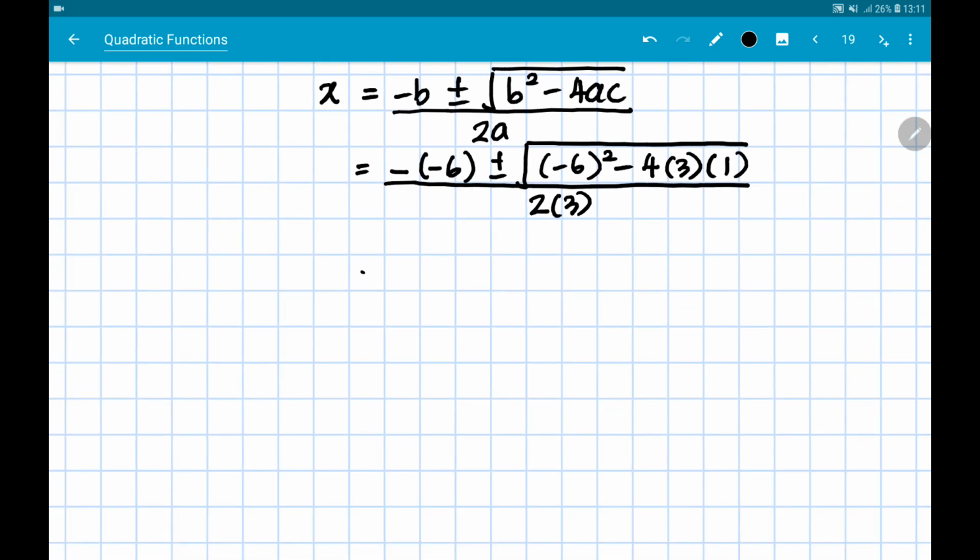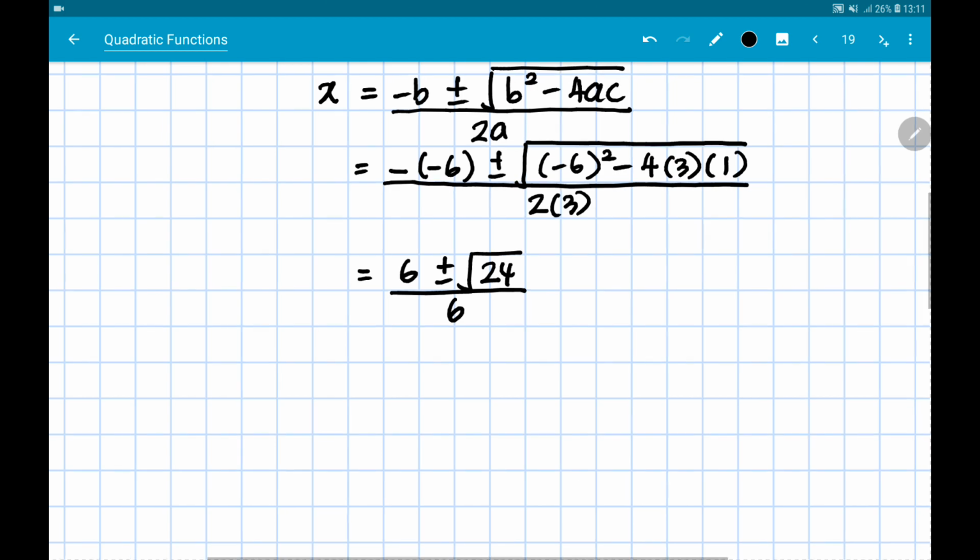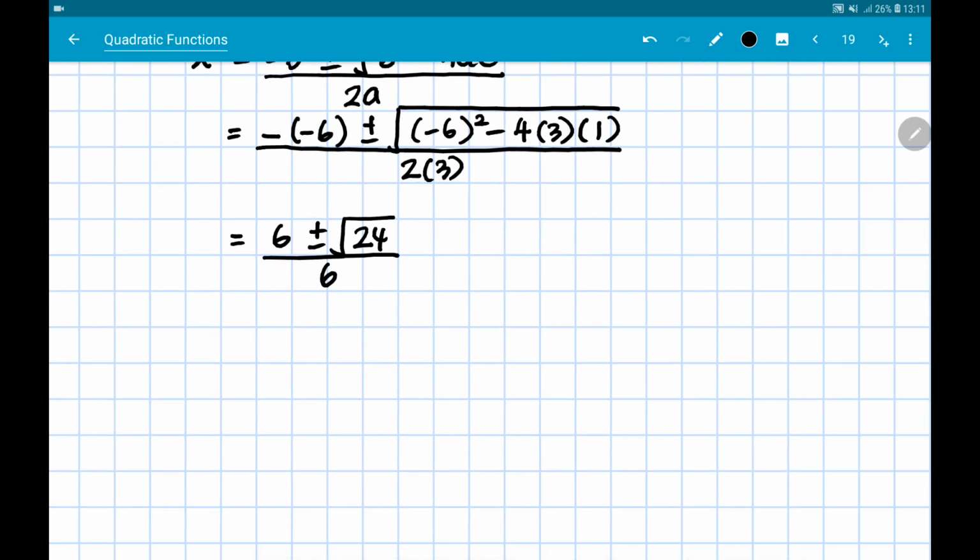So the front portion here will give us a positive, since negative negative is positive, plus minus. In the bracket, you can use your calculator to calculate that. You should get square root of 24 divided by 2 times 3 at the bottom, which is 6. However, we have to simplify this. Now this can be done if we do this.